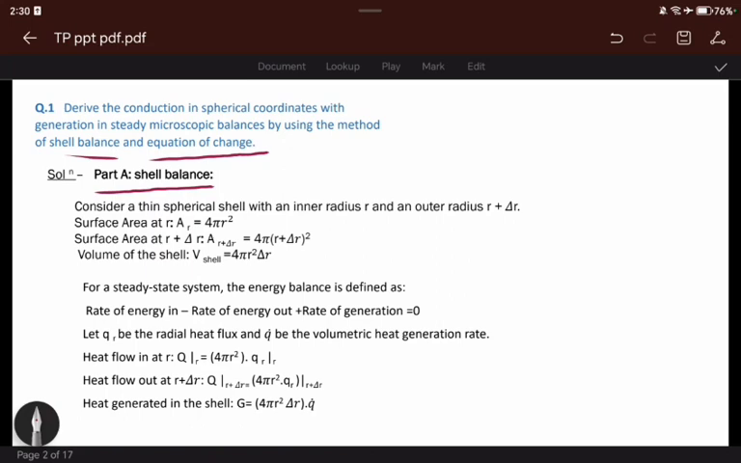We consider a thin spherical shell with inner radius r, and the outer radius of this spherical shell is r plus delta r. The surface area at the inner radius r is 4 pi r square, and the surface area at r plus delta r is 4 pi (r plus delta r) whole square. So the volume of this differential shell is nothing but 4 pi r square delta r.